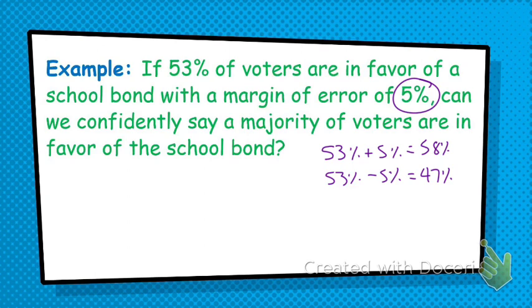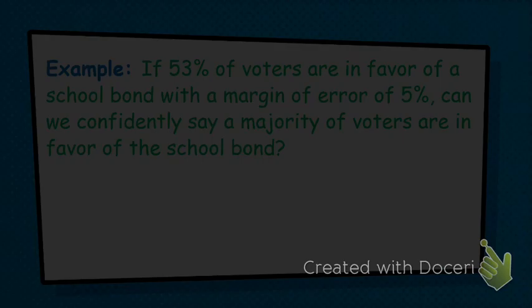And we're asked, can we confidently say a majority of voters are in favor of the school bond? Well, a majority of the voters would be anything over 50%, and part of my margin of error dips below 50%, so I cannot make that claim. Even though I may be spread more, I'm closer to 50 on the bottom end, that does not matter. This is a margin of error, and in the context of this particular question, since I have a percent in my margin of error that falls below that halfway mark, I would not confidently say the majority of the voters are in favor of the school bond.